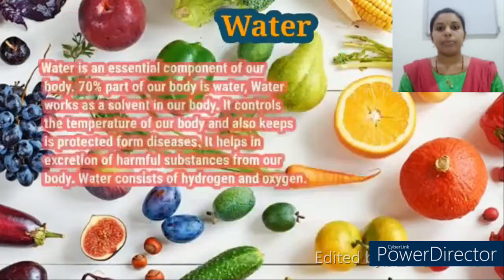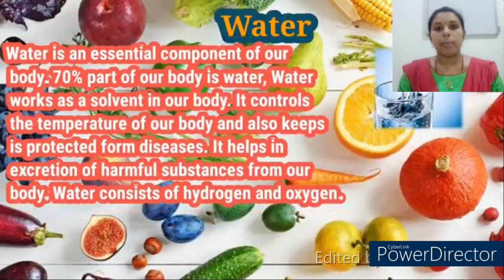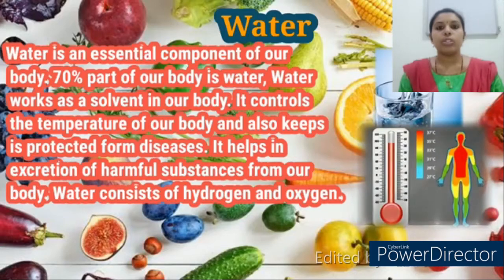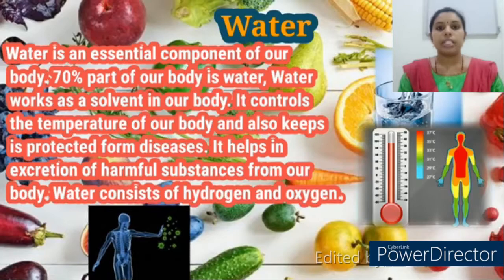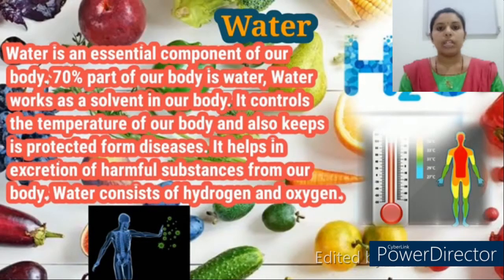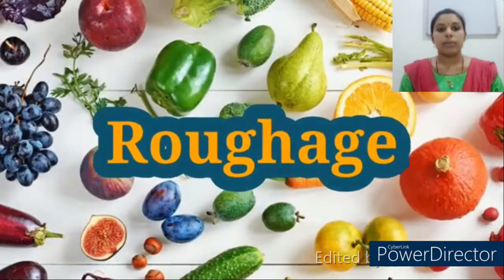Next, water. Water is an essential component of our body. 70% part of our body is water. Water works as a solvent in our body. It controls the temperature of our body and also keeps us protected from diseases. It helps in excretion of harmful substances from our body. Water consists of hydrogen and oxygen.